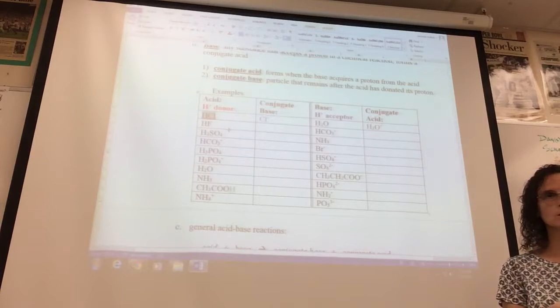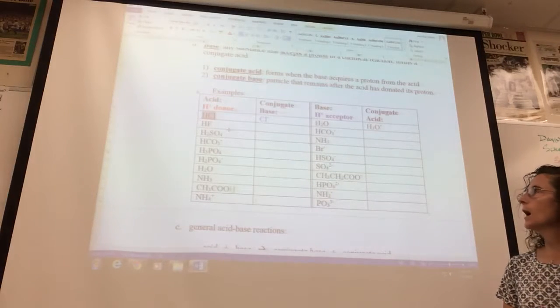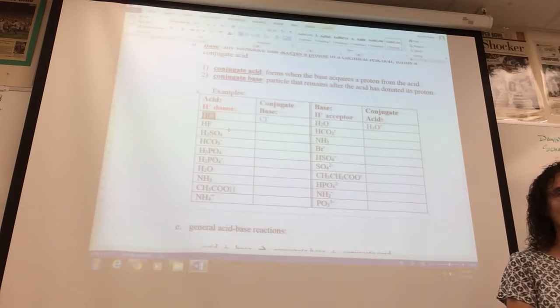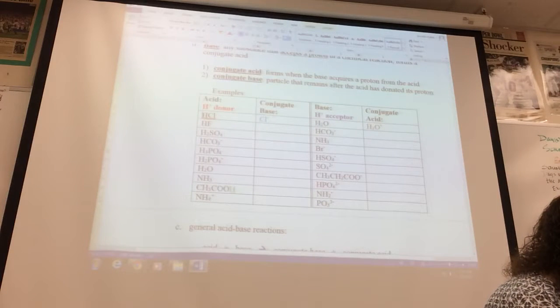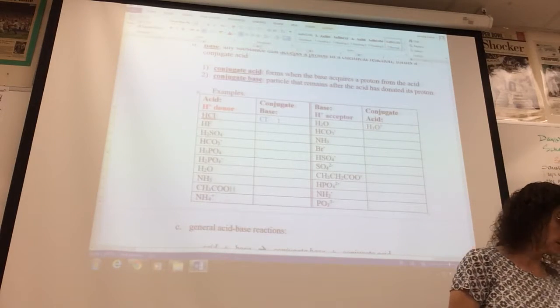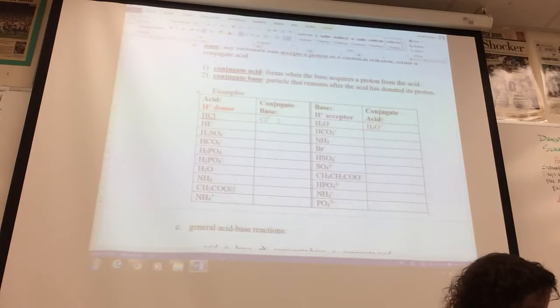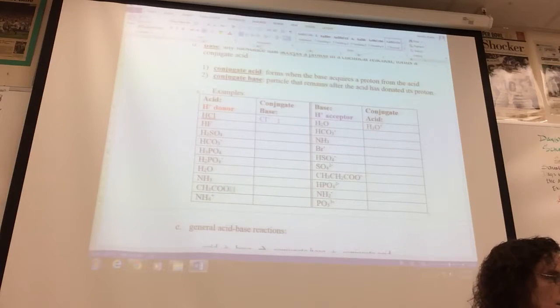Now, when it donates its proton, it loses it. So the acid donates its proton and forms a conjugate base. This is what's left over when the acid loses its proton. So the acid is H plus and Cl minus. When you get rid of the H plus, what you have left is Cl minus. That's its conjugate base. We'll go over the naming of the acids. I'll use the names now, but you'll be able to name them later next week.